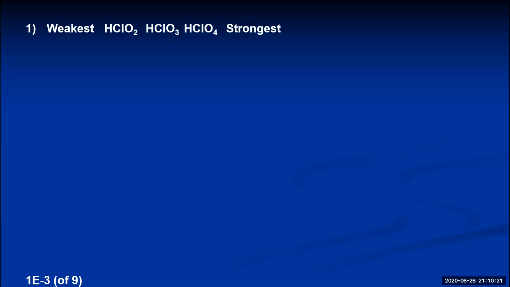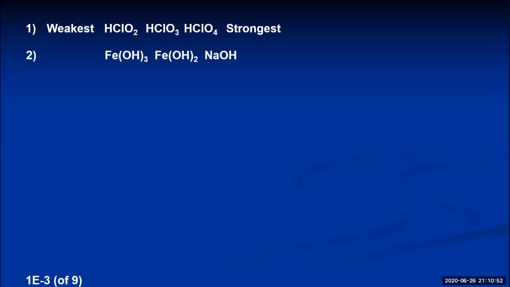Question number 2. Rank the following from strongest base to weakest base. We're given Fe(OH)3, Fe(OH)2, NaOH. We've learned that the strong bases are the ionic compounds alkali metal hydroxides, or calcium, strontium, barium hydroxide. The third one here, NaOH, sodium hydroxide, is an alkali metal hydroxide, very soluble in water. It'll produce a lot of hydroxide ions in solution. It'll be the strongest base.